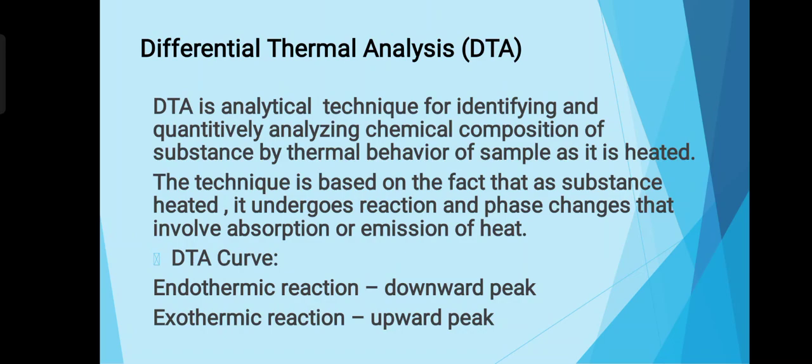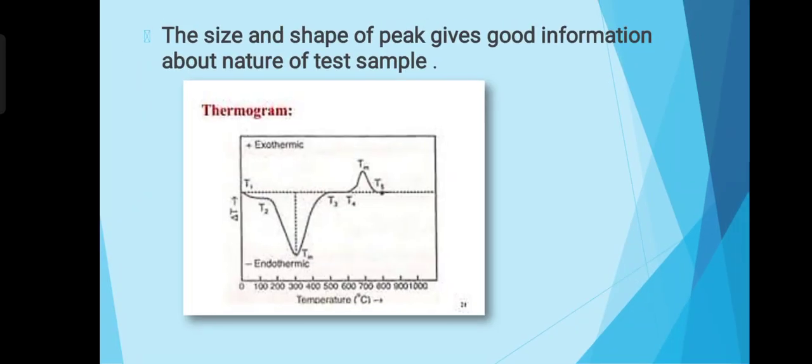DTA curve. The endothermic reaction shows a downward peak. It means absorption of heat. Exothermic reaction shows an upward peak. It shows the emission of heat. The size and shape of the peak gives good information about the nature of the test sample. This is a diagrammatic presentation of the thermogram.